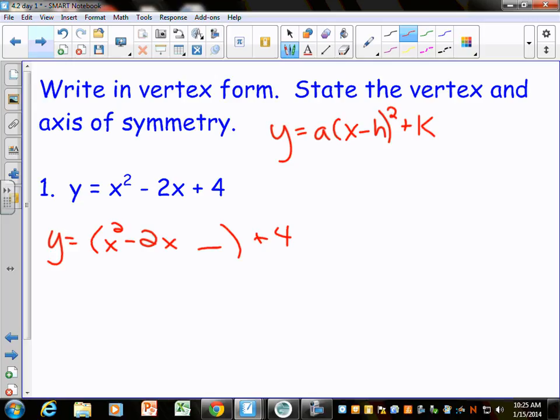Step 1 is we still got to figure out what goes here. How do we do that? Take half of the middle number and square it. Super great when that's an even number. Because half of negative 2 is negative 1, and what's negative 1 squared?